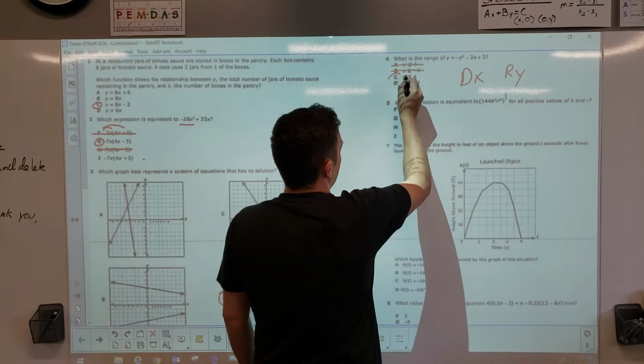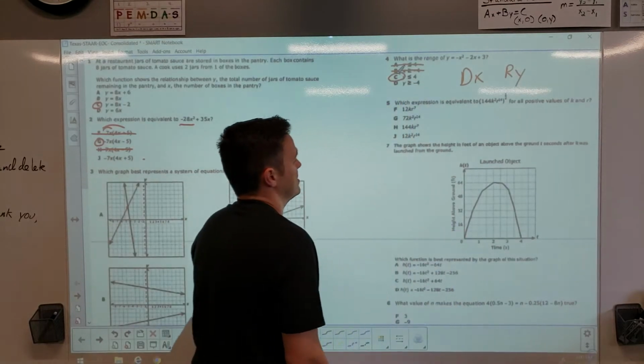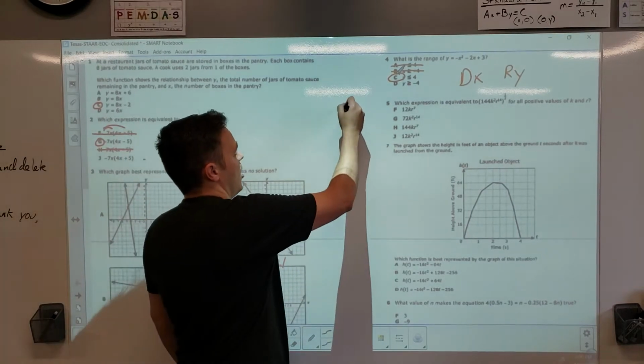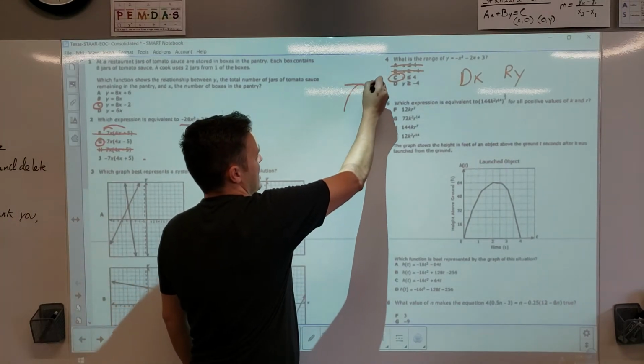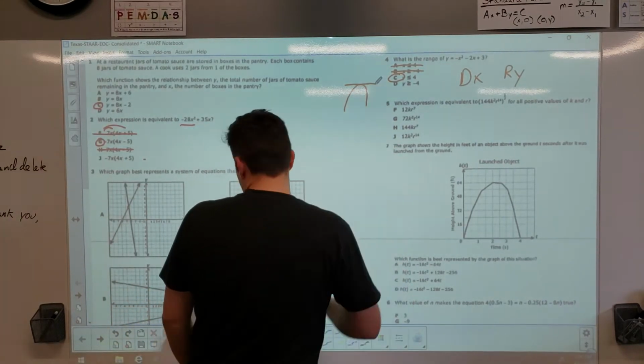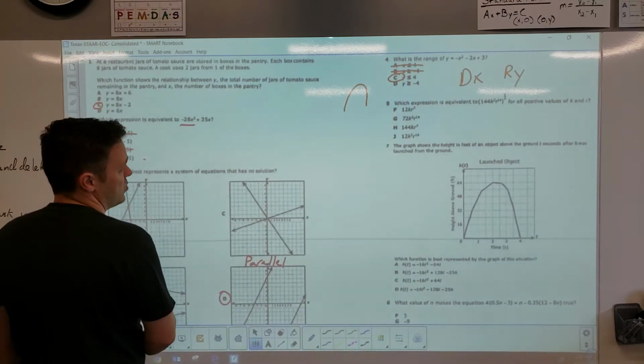Then if you graph it, you'll know that the only thing it can be is a 4, where it arches up and it stops at 4 going down. Okay, so understand that process as well.